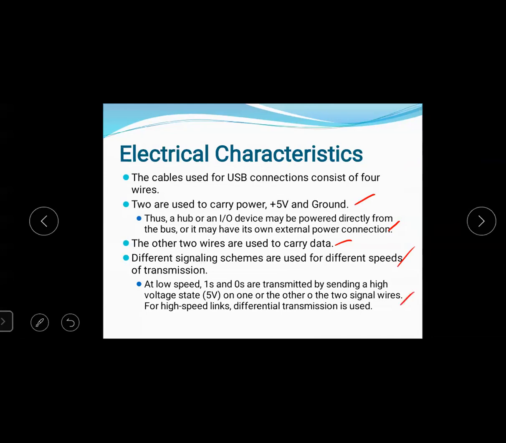At low speed, ones and zeros are transmitted by sending a high voltage state, 5 volts, on one or the other of the 2 signal wires.